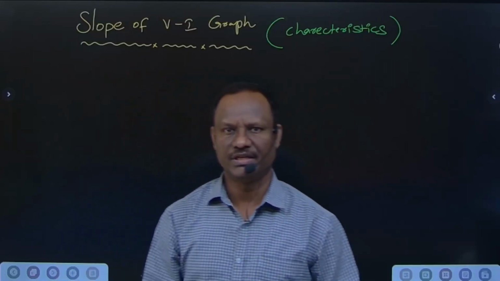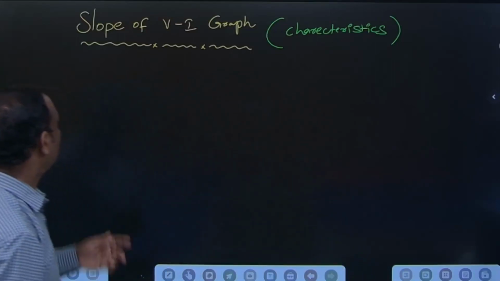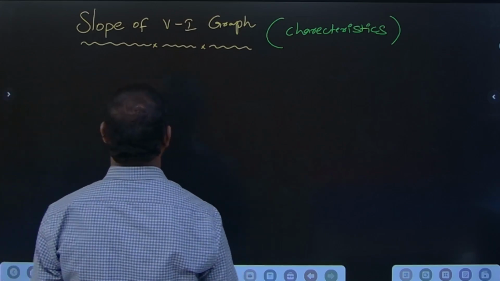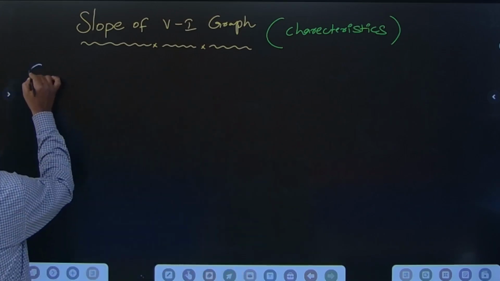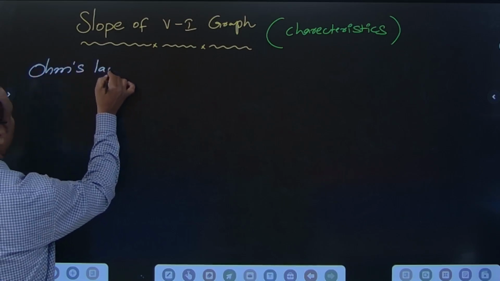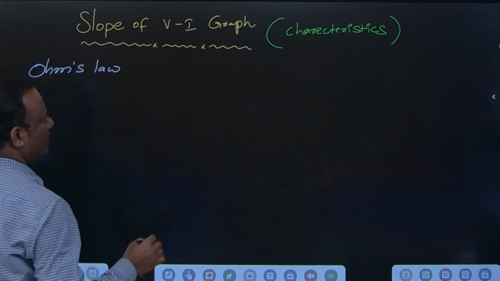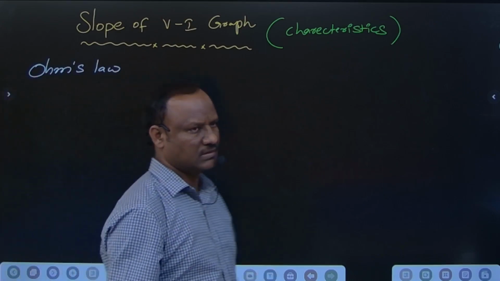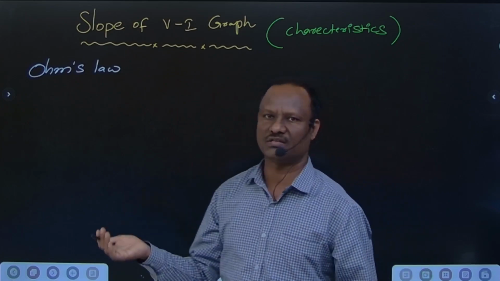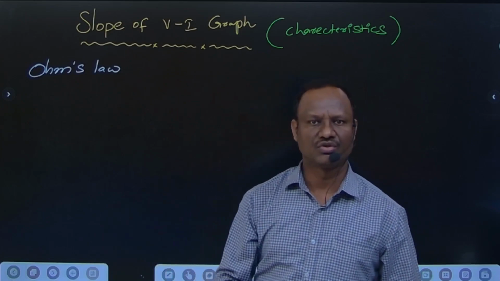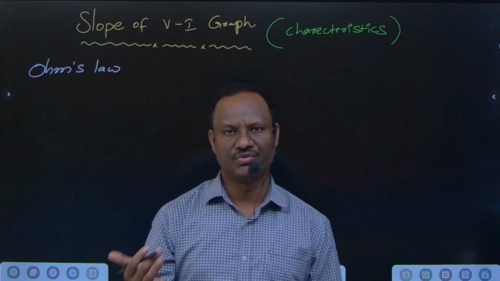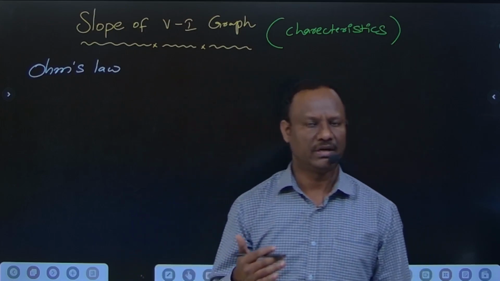Hello students, here we are discussing the slope of the potential versus current graph. This is Ohm's law. Some conductors, materials, or substances obey Ohm's law, and some cannot. Those which obey Ohm's law are called ohmic, and those which do not obey Ohm's law are non-ohmic.